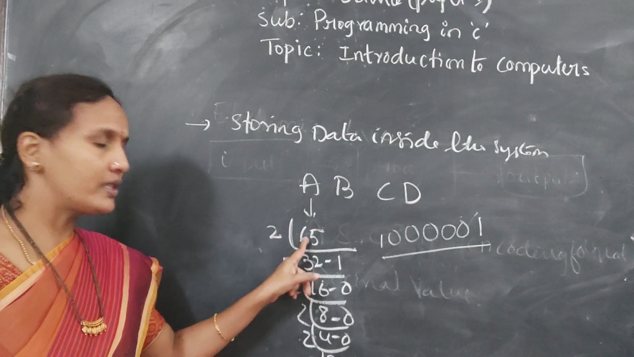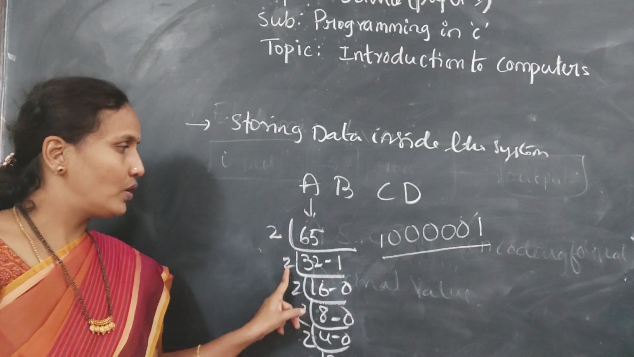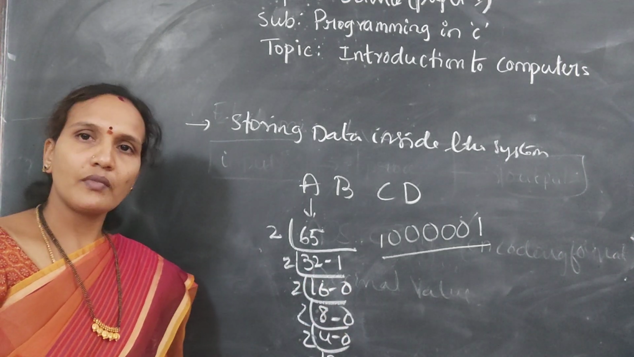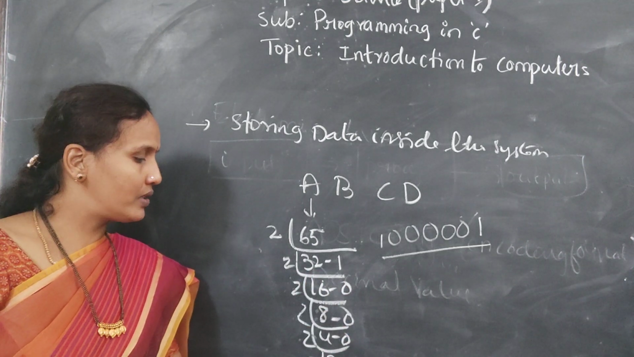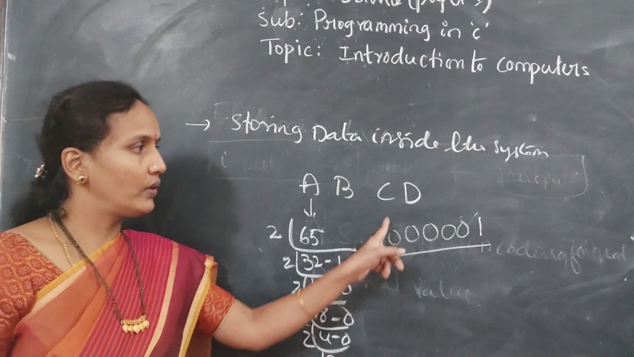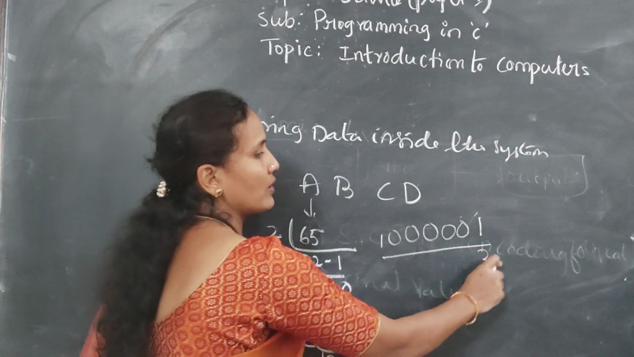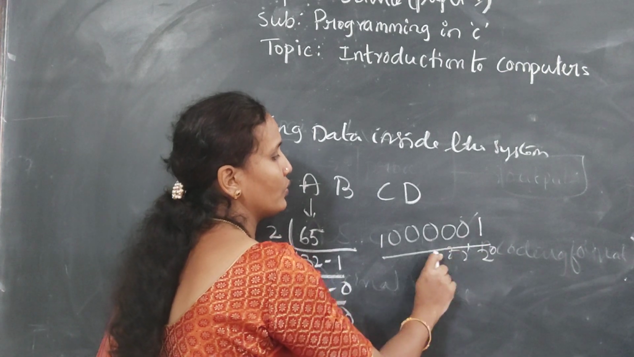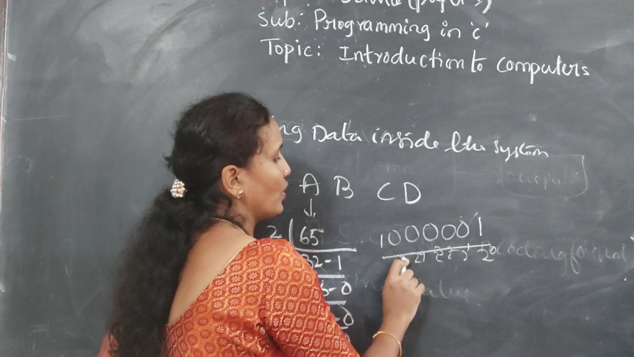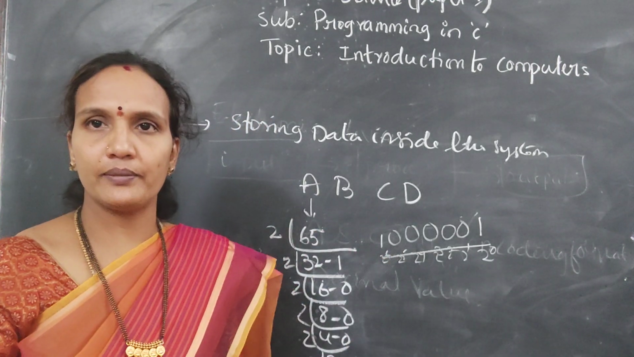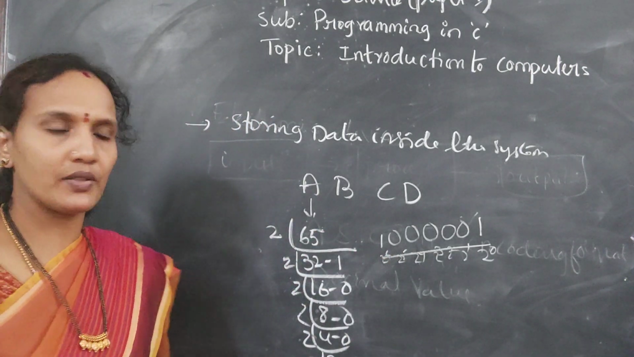Okay, 2 32s are 64. Remainder is 1. 2 16s are 32. Remainder is 0. Like this. Understood? Till the remainder is 0, you divide. You will get this value. Understood? Again you multiply this with 2 to the power 0, 2^1, 2^2, 2^3, 2^4, 2^5, 2^6. Again you will get the same decimal number.